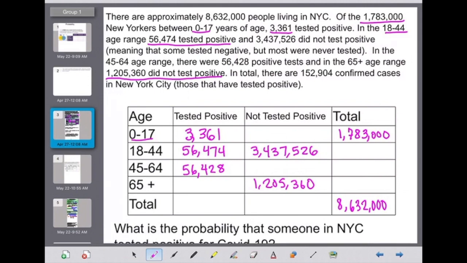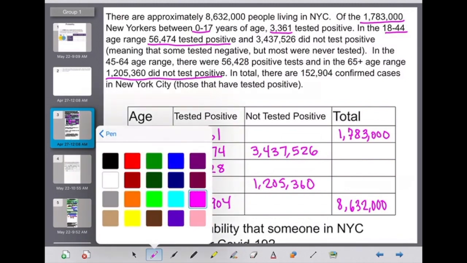In total, there are 152,904 confirmed cases. So I go to my test positive, and that's all of them together. So that's 152,904. So now I have to start filling in the gaps.